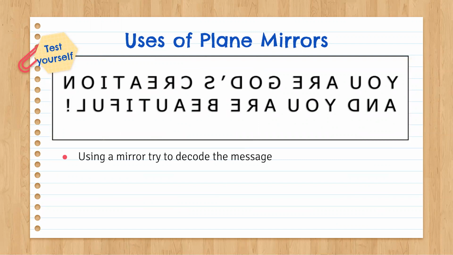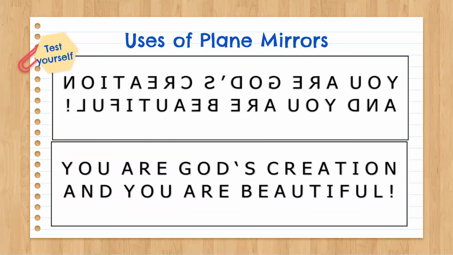Now, let's try determining the hidden message. Place your mirror in front of your screen and read the image that's formed on your mirror. Let's try to read it together. You are God's creation and you are beautiful. That is indeed true. Were you able to get the same image on your mirror?